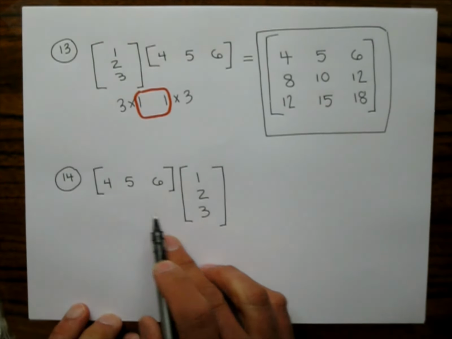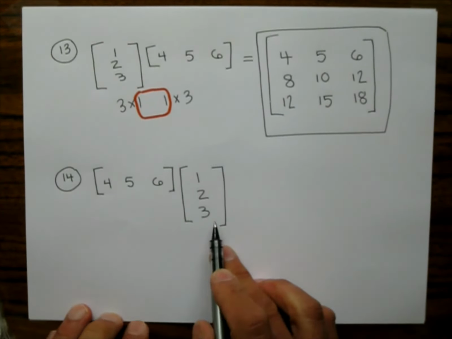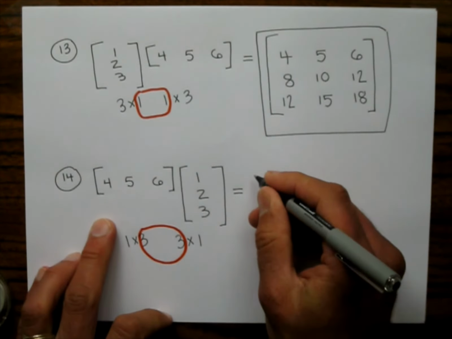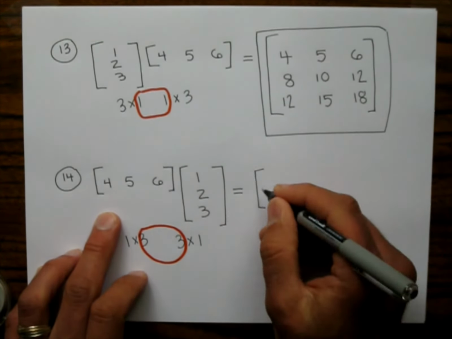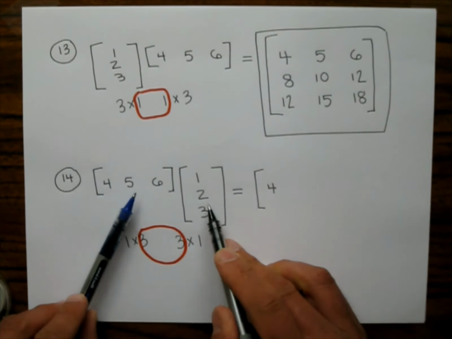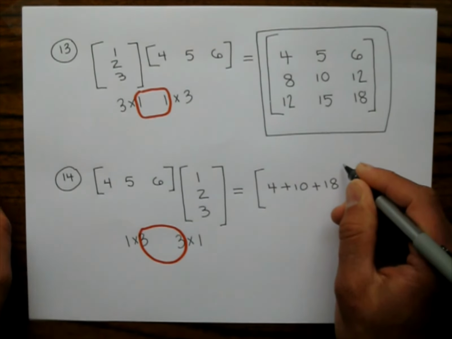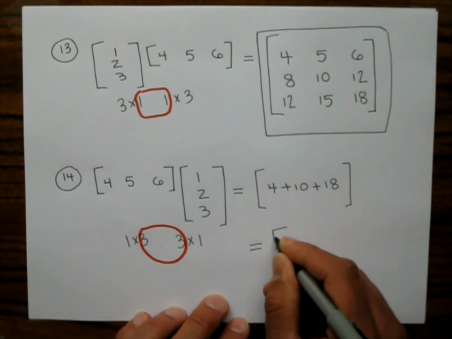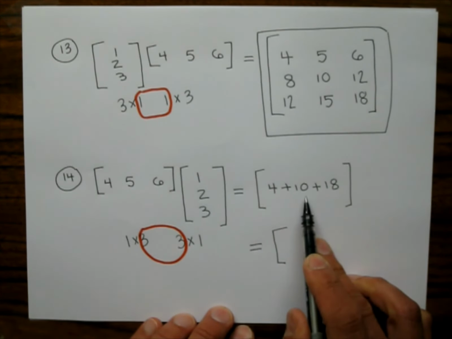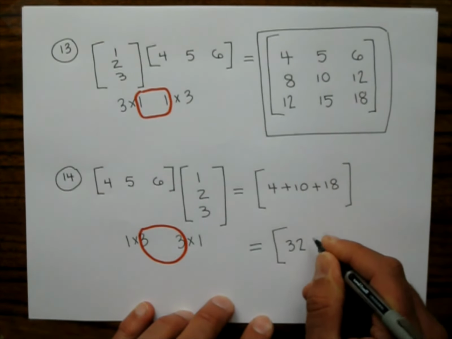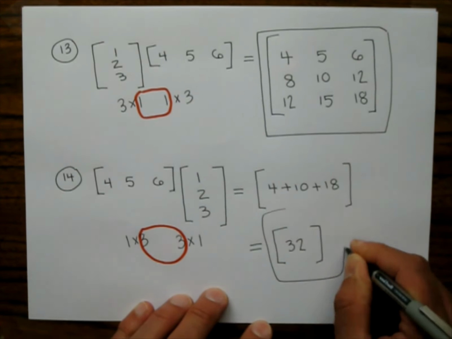Let's go ahead and do problem number 14. This one is a 1 by 3, and this one is a 3 by 1. So the inside numbers match. My final result is going to be a 1 by 1. So what am I going to get? A 1 by 1 matrix. Okay, that seems weird. We have 4 plus 10 plus 18. So I'll write this middle step here. And so when we figure out what that is, it looks like 32. And so there's a 1 by 1 matrix.